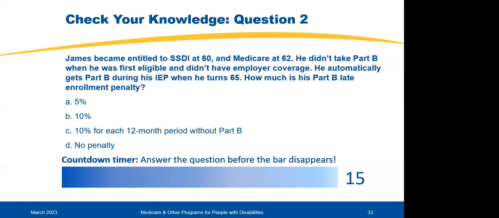All right, the question is: James became entitled to SSDI at 60 and Medicare at 62. He didn't take Part B when he was first eligible and didn't have employer coverage. He automatically gets Part B during his initial enrollment period when he turns 65. How much is his Part B late enrollment penalty? All right, let's select. Do you think it's A, 5%, B, 10%, C, 10% for each 12-month period without Part B, or D, no penalty?